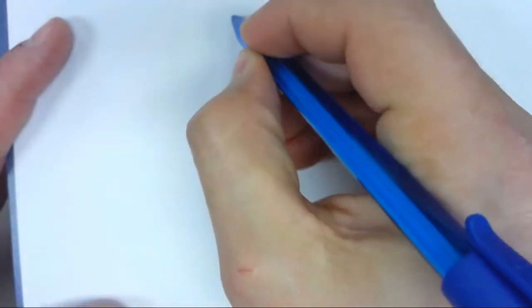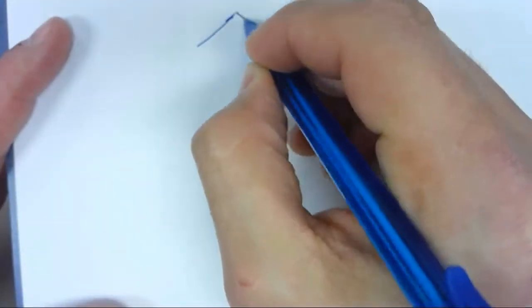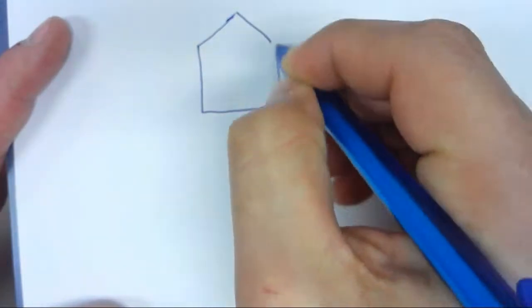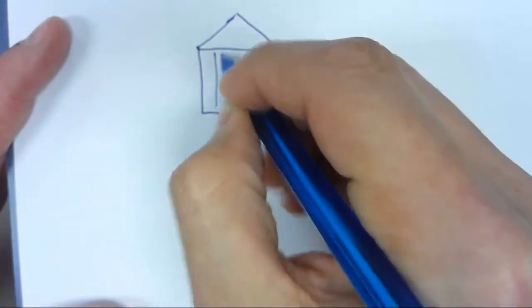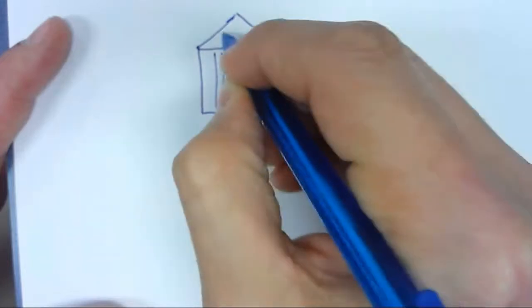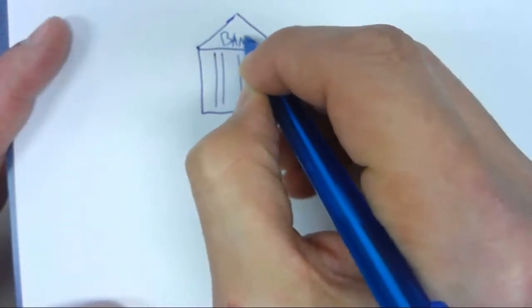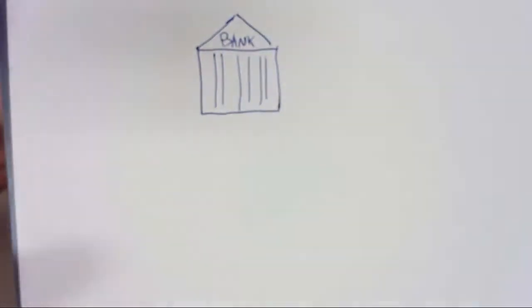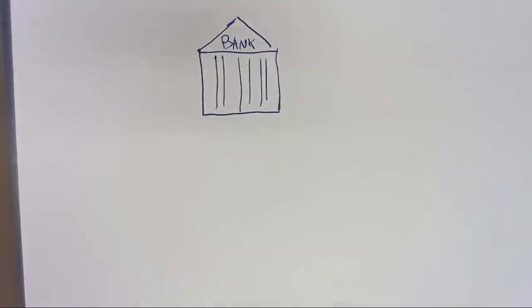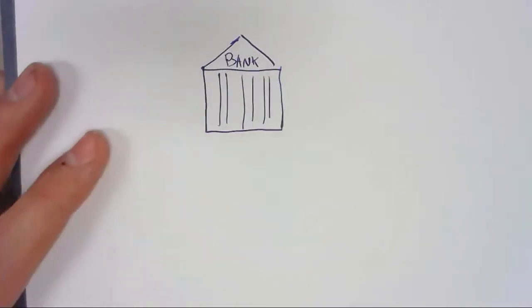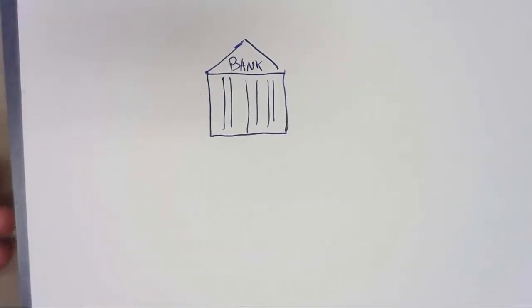Now, I want you to consider this. It's going to be really useful for you to compare this to a bank. Okay, so here's the bank. It's where you put your money when you go to work. Thinking about money in the bank is really an easy way to understand the work-energy theorem.